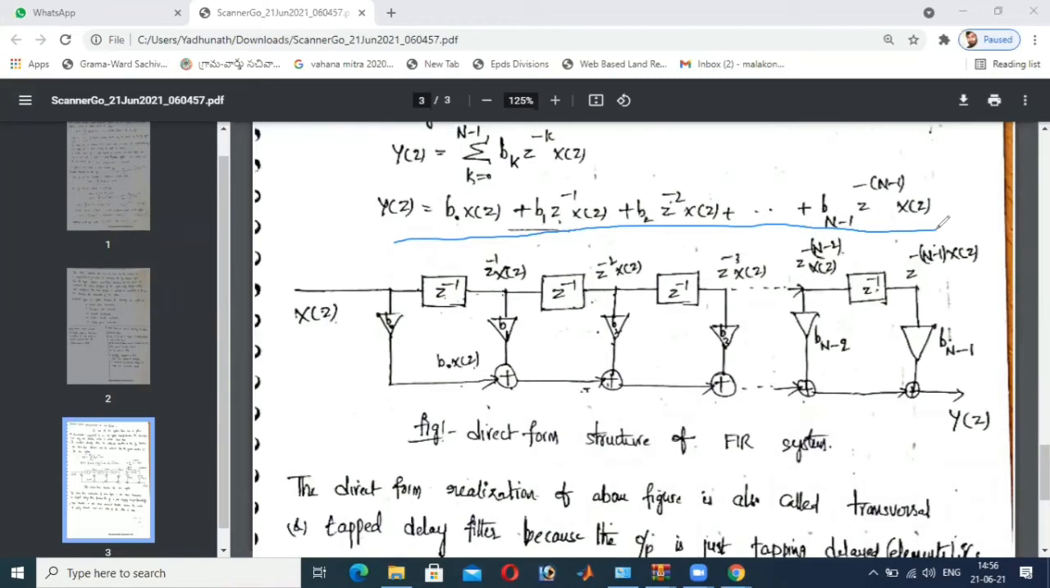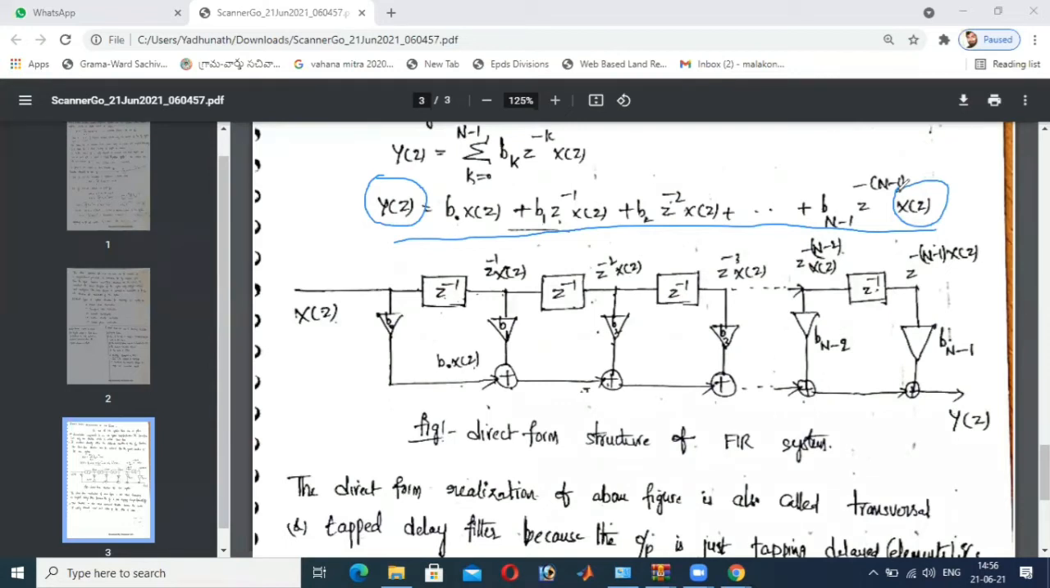Now let us consider in this equation what the output value is. Generally we know that Y of z is the output, right? X of z is generally called the input variable, right? Now, up to now it is clear. Yes, sir. Fine, ma. So thank you, madam.